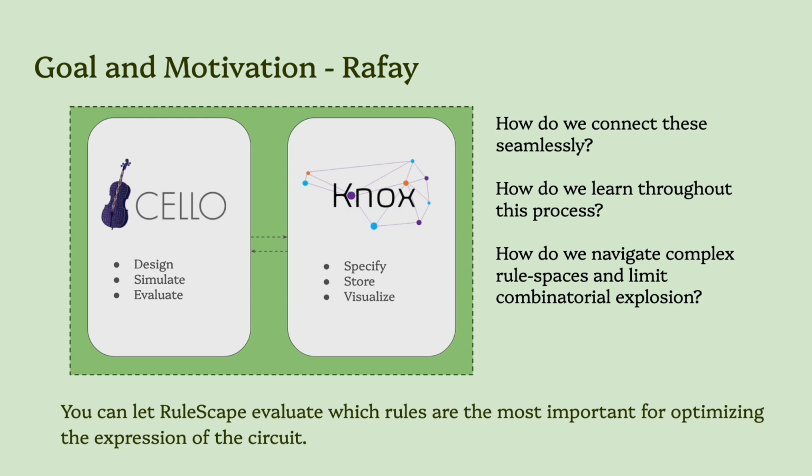And what we want to do is look into how to connect these seamlessly, and how to learn throughout that process as we connect the two tools together, and how to navigate a complex rule space while limiting combinatorial explosion. And that's what RuleScape is. RuleScape lets you evaluate which rules are the most important for optimizing the expression of the circuit.